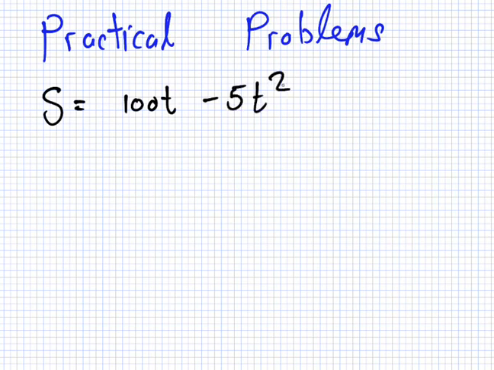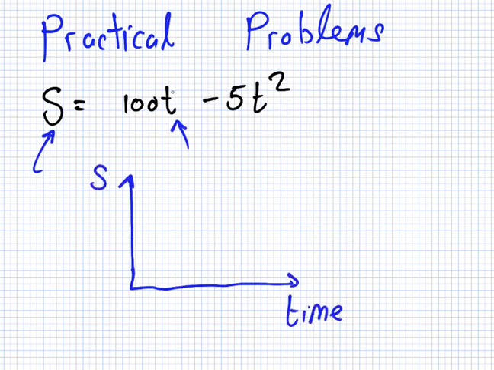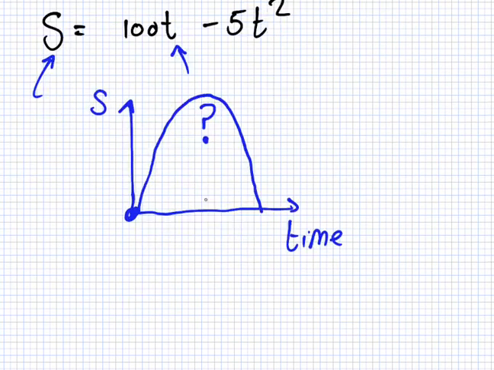Here is a formula that tells you the height of a ball that's thrown up in the air at some time. If you were to draw the graph, here is the height, and here is the time. At the beginning, when t is zero, the ball's at the ground. Then one second later, when t is one, the ball is actually quite high, at 95 meters. So maybe it's a gun or something instead. As time goes by, the ball will get higher up in the air, and then fall back down to earth, like that. So my question is, when will it be at its highest point? What time?